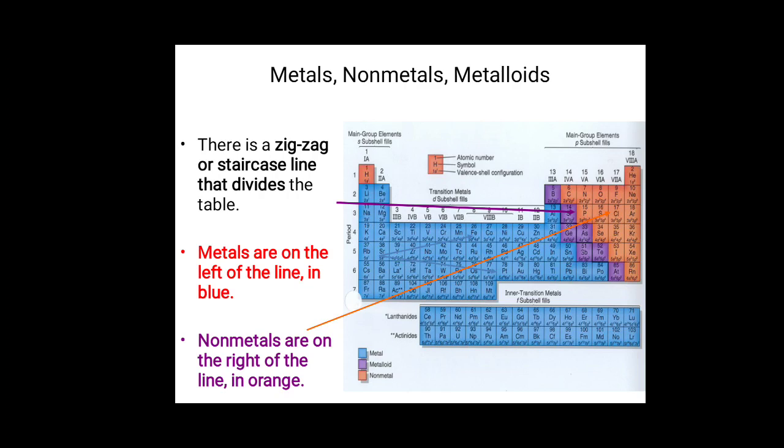Metals are on the left of the line, in blue. See here, there is the main group, and there are metal, non-metal and metalloid. Metals are on the left of the line in blue, non-metals are on the right of the line in orange.